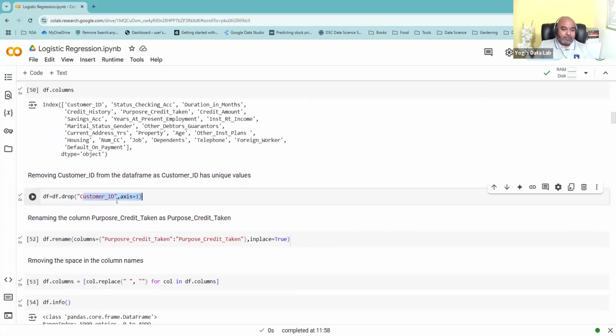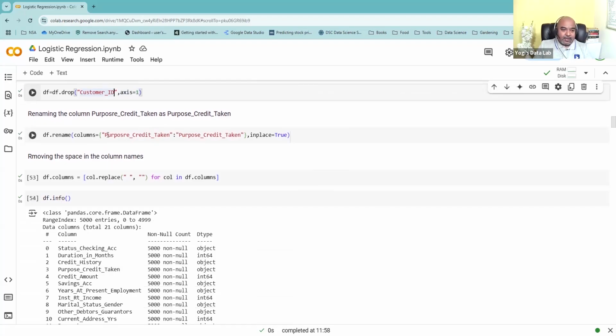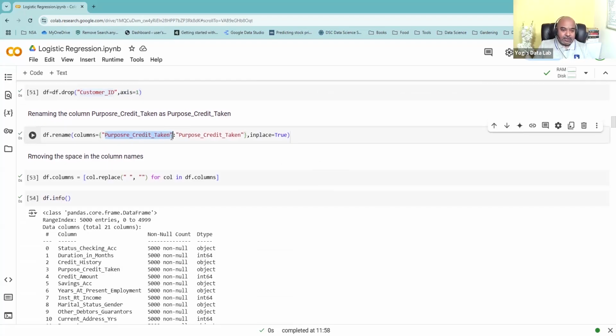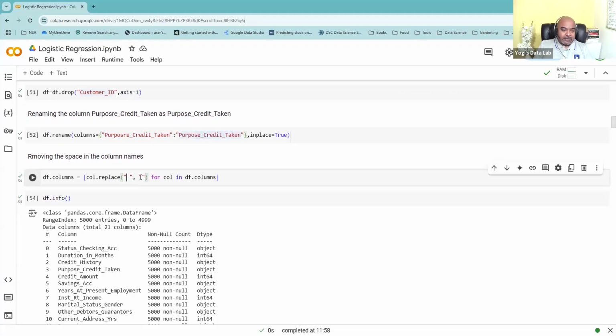I'll drop customer ID because ID is something which is not going to contribute towards my target variable. Any specific customer ID is not going to determine whether the person is going to default on payment or not. So I'm going to drop the customer ID. I'll correct my spelling of purpose credit taken. It seems to be wrong, so I'm correcting this. I'll replace any spaces in the column names with no space.